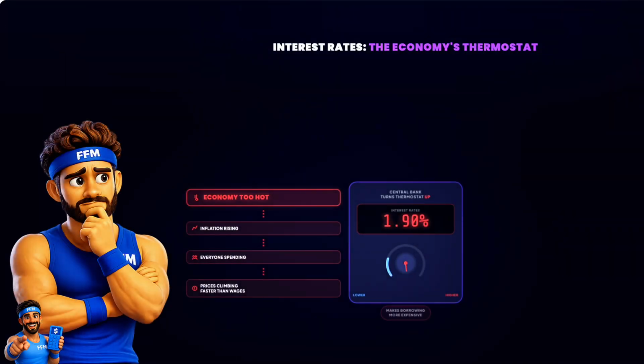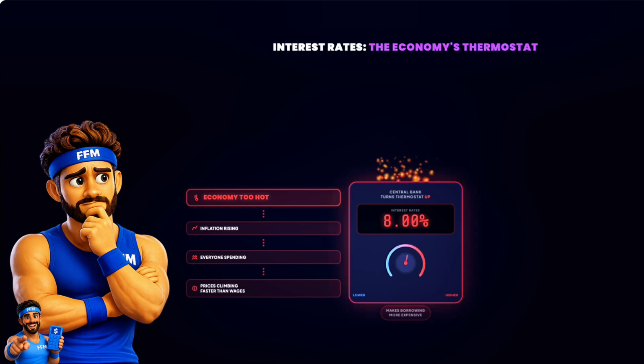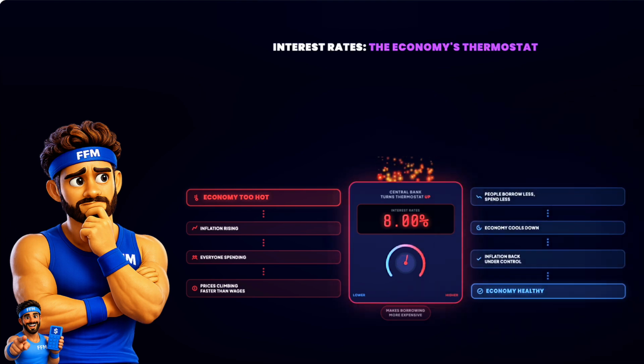Think of interest rates as the economy's thermostat. When the economy is running too hot, when inflation is rising, when everyone's spending, when prices are climbing faster than wages, the central bank turns the thermostat up, raises rates, makes borrowing more expensive, people borrow less, spend less, the economy cools down, inflation comes back under control.